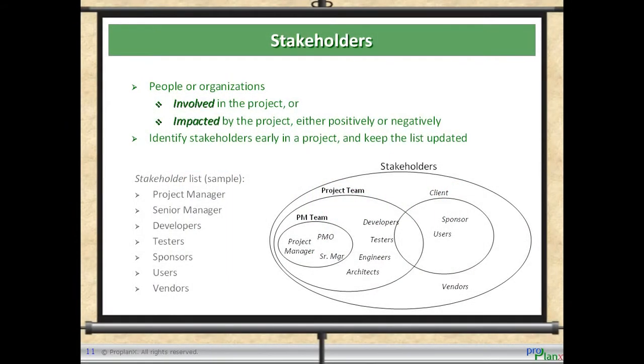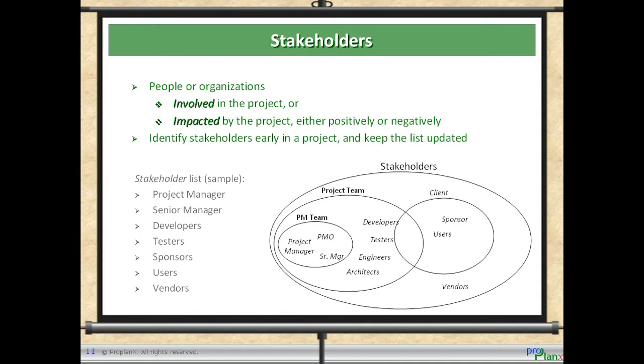Stakeholders. Stakeholders are people and organizations who are involved in the project or who are impacted by the project either positively or negatively as a result of project execution or completion. An example of a positive stakeholder would be the customer, since they benefit from the project. A negative stakeholder could be an employee whose job would be replaced by automation.